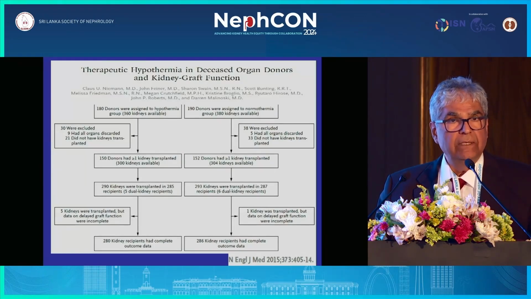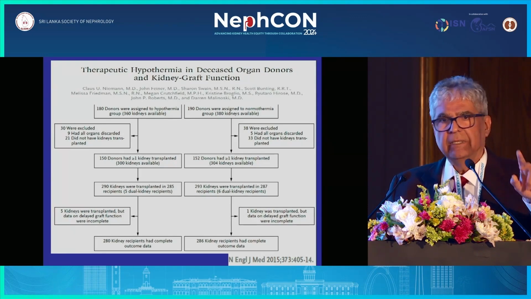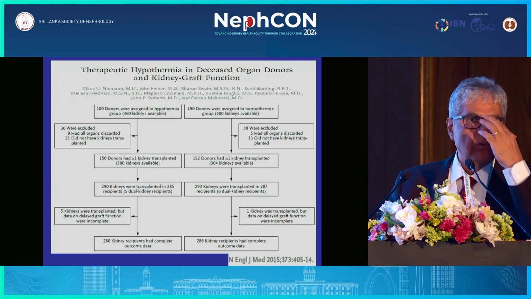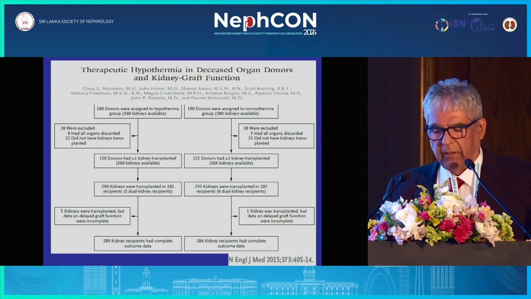The other way to protect these kidneys, and we've done a lot of work in this area, is to do some preconditioning of these donors before you retrieve the kidney. And this is the study published in New England Journal of Medicine, where they just drop the temperature of the donor by 1 degree. Then they retrieve the kidney, thinking that if we retrieve the kidney before any damage has happened, it will relate to better graft outcome.